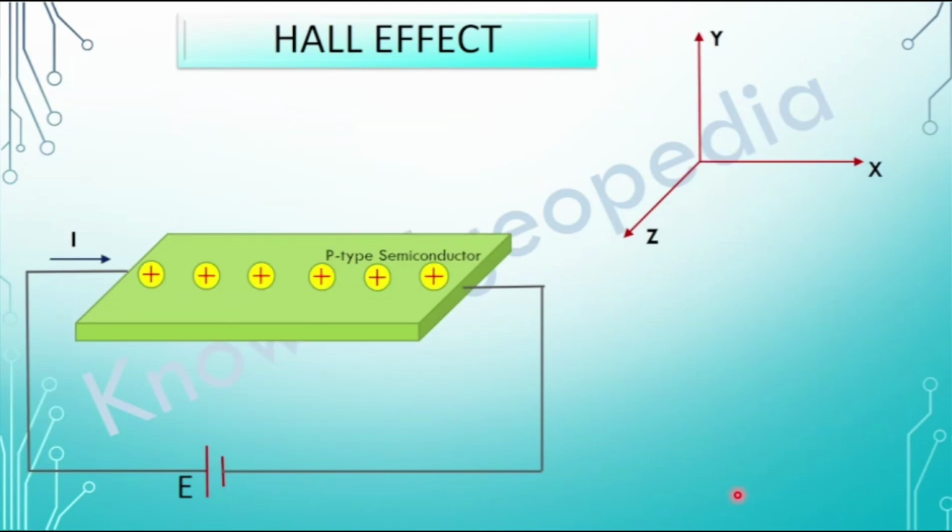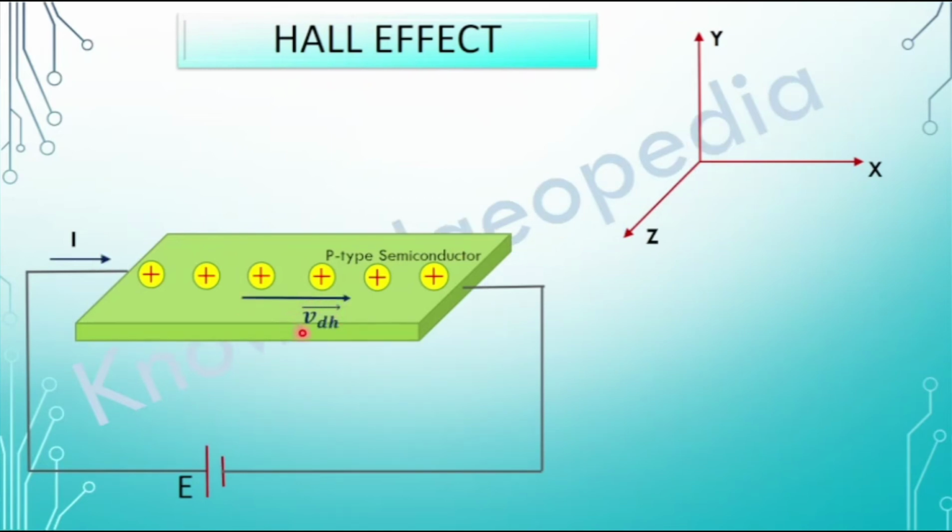Now we'll look into the P-type semiconductor. Here this is a p-type semiconductor, and in a p-type semiconductor, holes are the majority charge carriers. So if I apply an electric field, these holes will move in the positive x direction, as this is the negative terminal of the applied electric field. And we all know that the direction of current is the same as the movement of holes. So this is the direction of the current, which is again in the positive x direction. Thus, the drift velocity of the hole due to the applied electric field is given as VDH.